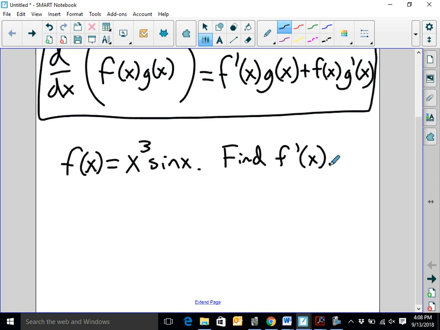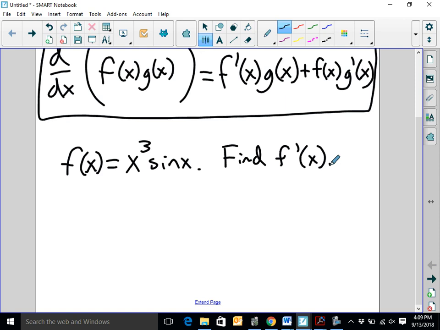What I want you to think about is f of x is just the name of our function here, x cubed sine x. In terms of applying the rule here, we want to think of x cubed as the first function and sine of x as the second function. And we can see that we are taking x cubed and we're multiplying by sine x. Using the formula above, x cubed is like our f of x, sine of x is like our g of x. Okay?